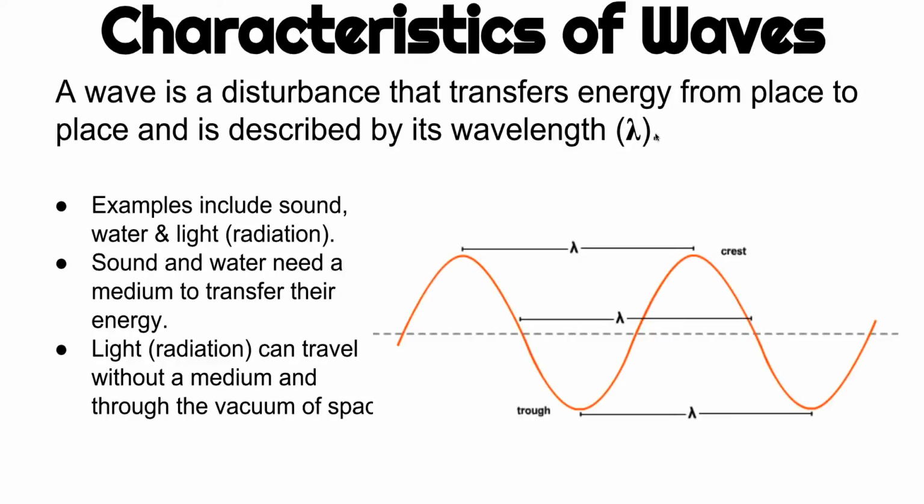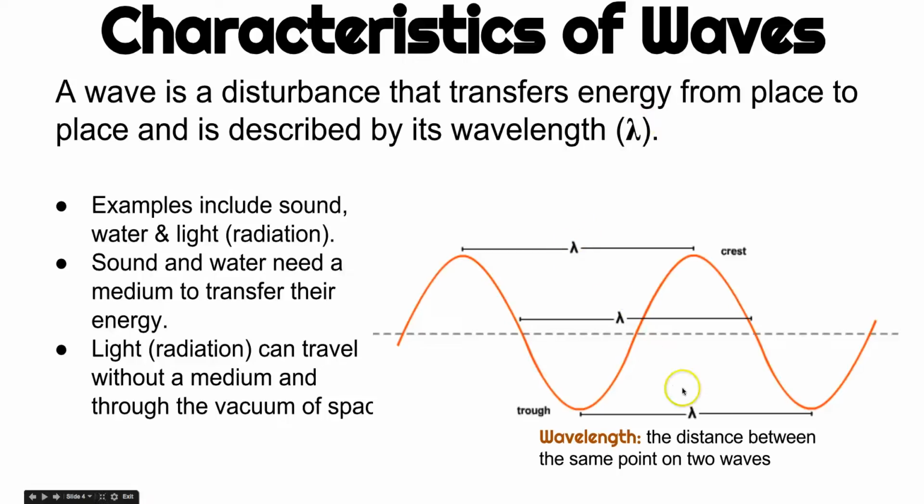There is stuff, sorry. So here's a picture of a wave that we're going to use to discuss two characteristics you need to be familiar with. Wavelength, which is the distance between the same point on two waves. And you can see here's lambda, lambda, lambda. And it's measuring the wavelength, so from crest to crest, or even from the lower part of the wave, from a trough to a trough.